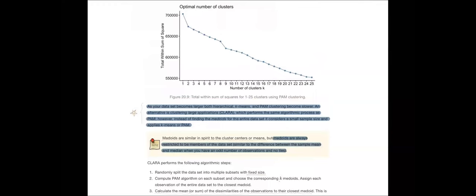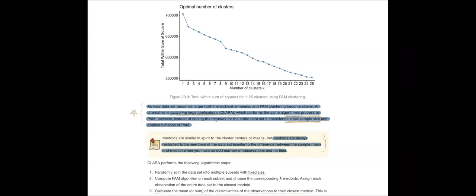And then another one we can also use is the clustering large applications method, the CLARA method. This is actually the same algorithm as PAM, but instead of finding the medoid over the whole data, it considers a small sample size, clustering with as small a sample as possible. That allows us to optimize the clustering result. But this is also a little bit dangerous regarding the overfitting problem.